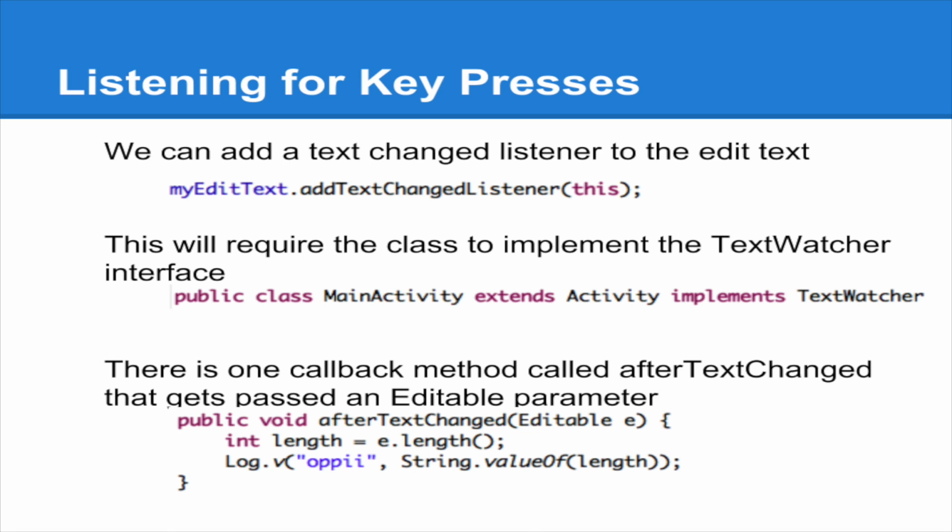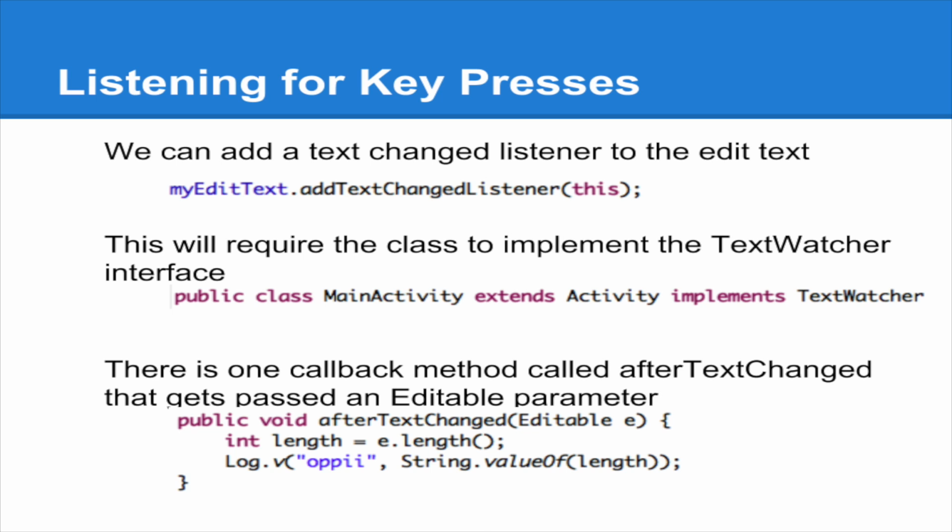Okay, afterTextChanged is the callback. And look at the parameter. What would you expect it to be? Look at the data type of the parameter of afterTextChanged. What's odd about it? What parameter would you expect to be sent? String. You'd expect a string, wouldn't you? Thanks, Tim. You'd expect a string.